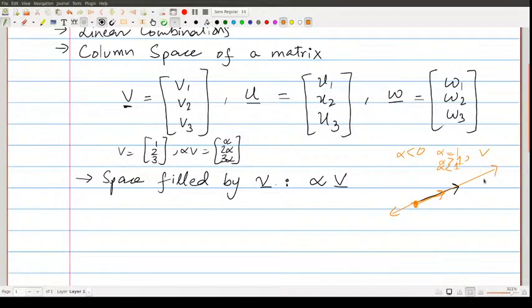So the point is, if I take all possible scalar multiples of this vector v, I will be getting some vector which is on this line. The space filled out by a single vector is just a line. In three dimensions, this line can be in the x direction, it could be in the y direction, or it could be some tilted line. It could be any kind of line, but it will just be one single line.